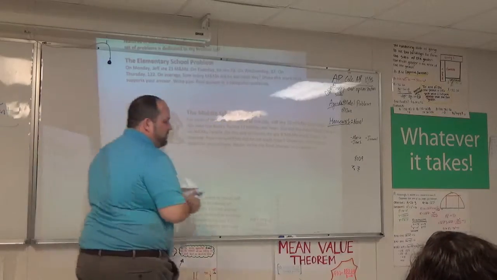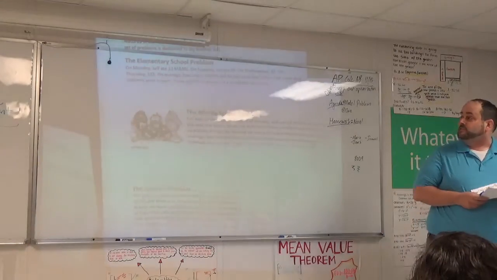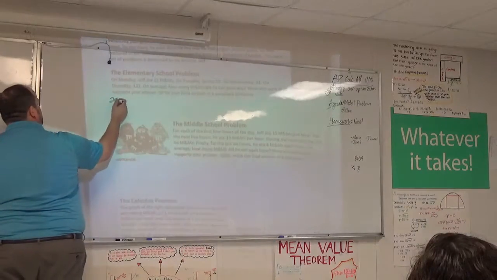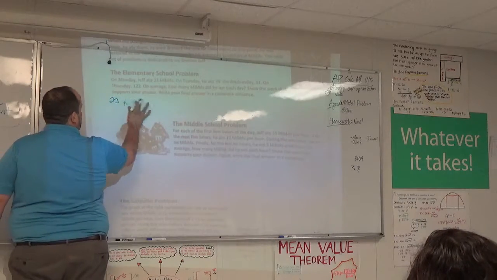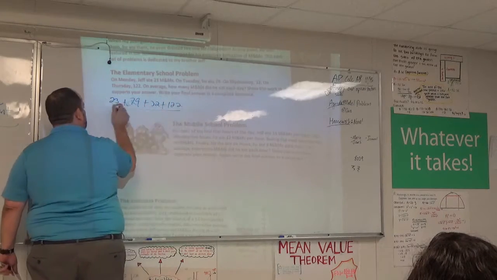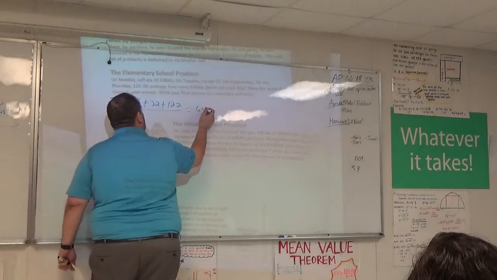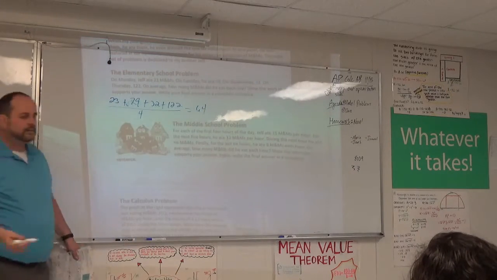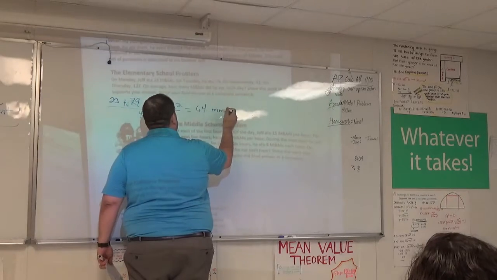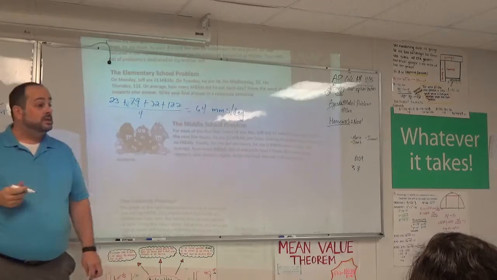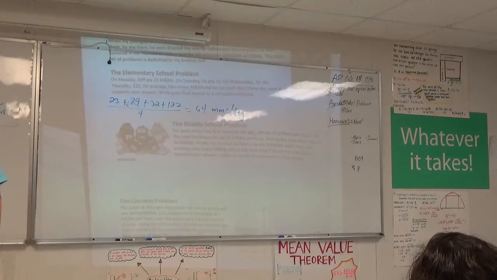All right, so on the elementary school problem, what I saw most people do is say 23 plus 79 plus 32 plus 122, and divide it by 4, and they get 64, and everybody's okay with 64. M&M's per day has to be the units. This is a rate, we're looking at an average rate.